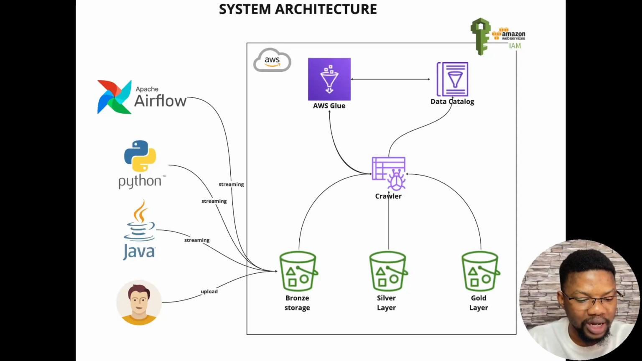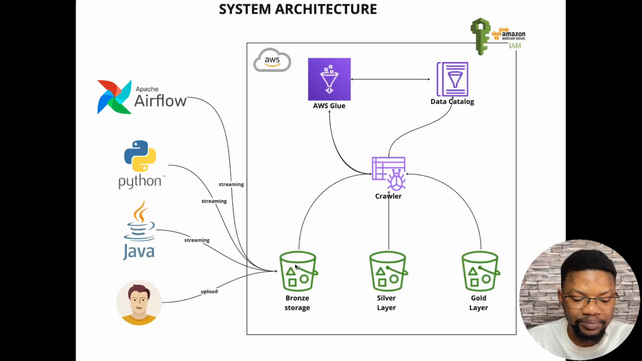Okay, we're going to start by having some data points, which are going to be our inputs here. So we have Apache Airflow, Python, Java, or even file upload saving data or streaming data into our Bronze storage. In this Bronze storage, this is where our raw data is going to be sitting. If you are familiar with the medallion architecture, this shouldn't be a stranger to you. We call this the Bronze storage because this is where we are storing our raw files. It could also be called the staging layer if you like.